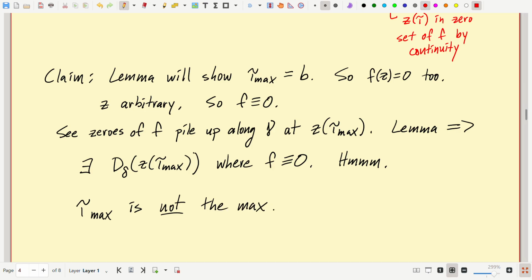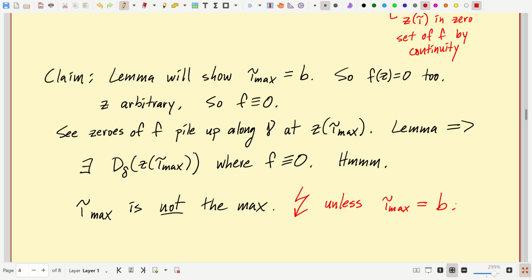And so that's a contradiction. Let's see, is that a contradiction? It's not the max. That's a contradiction unless we can actually go all the way to the end. So that means that t max is actually b, and I've gone all the way along the curve to z. Oops, let's see. The lemma will show that t max equals b, that's what I'm trying to do.